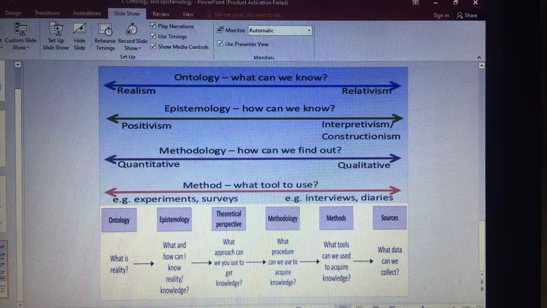The methods are the tools. What are the tools that we can use to acquire knowledge? And lastly, with regards to the sources, what data can we use? Now, this is really quite general. I am starting from a very, very general approach first.